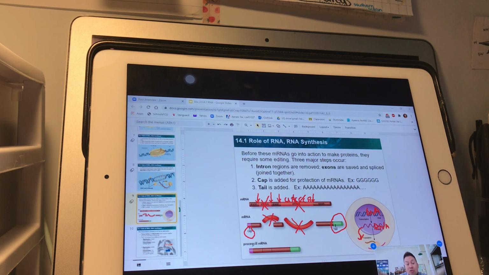Now, what happens to the transfer RNA? What happens to the ribosomal RNA? Because you need all three, right? This is the message. The transfer RNA does not go through something like this. It doesn't have to, because it doesn't carry the message. So it doesn't need a tail or a cap. It just travels straight out into the cytoplasm.